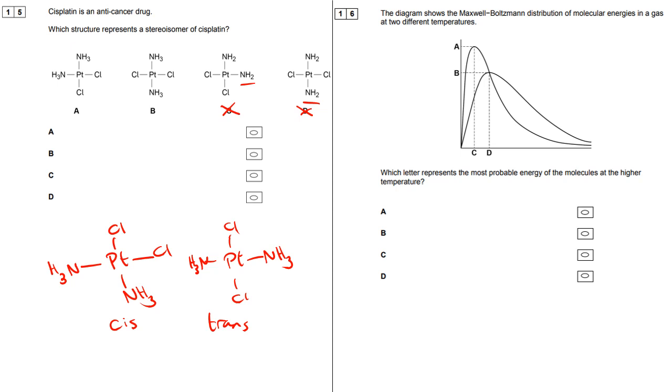You then have A and B. A is cis because the chlorides are next to each other. B is trans because the chlorides are opposite each other. That's what trans isomer means. So B is correct.